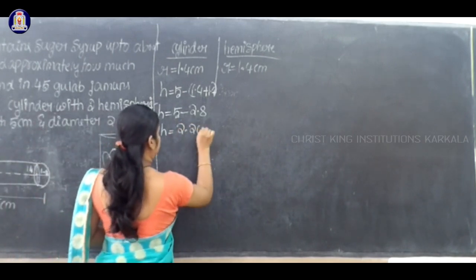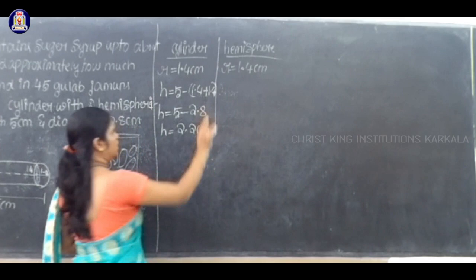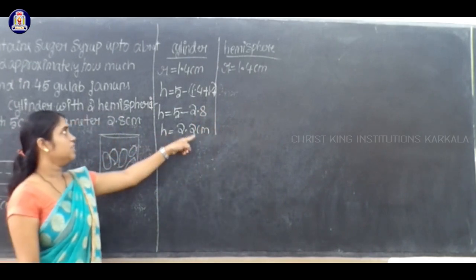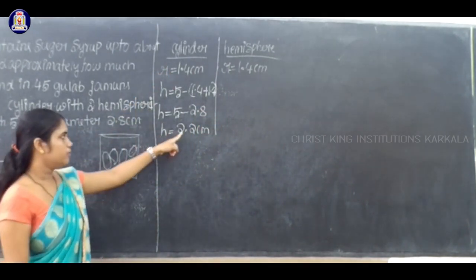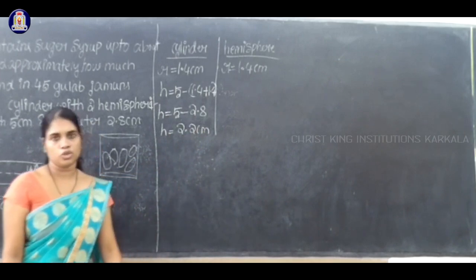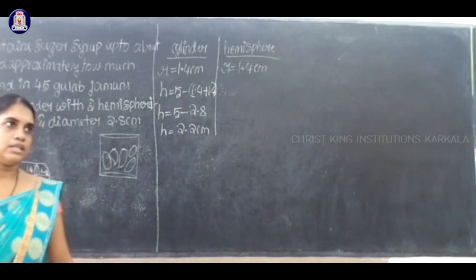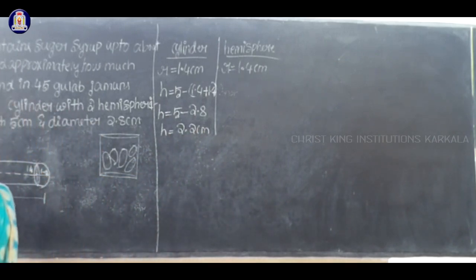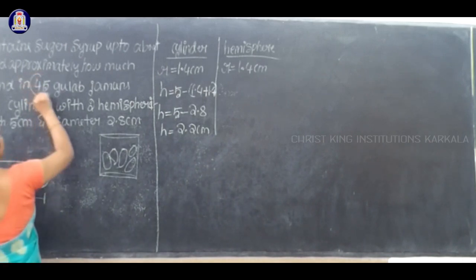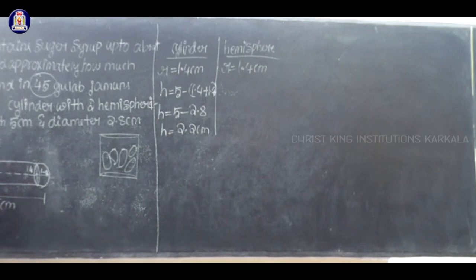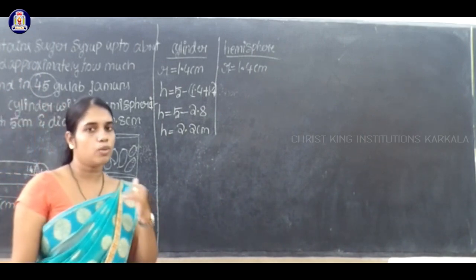2.2 centimeter. Okay. So therefore, what is the height of the cylinder? Height of the cylinder is 2.2 centimeter. Okay. Yes. So now since there are how many gulab jamuns given here? There are totally 45 gulab jamuns. So first I will calculate the volume of 45 gulab jamuns.